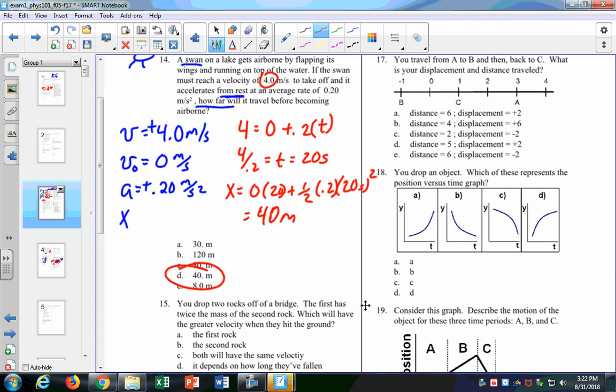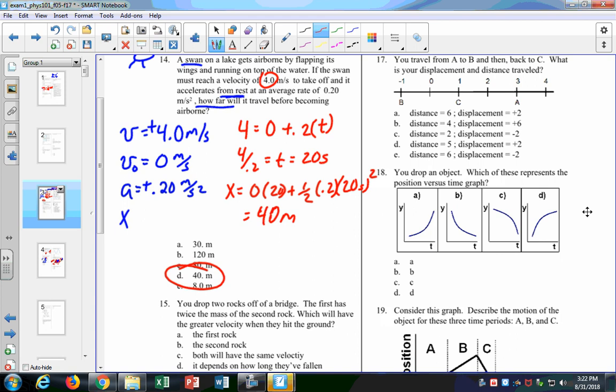So you drop an object. Which of these best represents the position versus time graph? I like this problem because it's just describing something that occurs. I drop this thing. How would I describe the position versus time graph? Well, first of all, how would I describe the velocity? Is the velocity initially big or small? Yeah, it's initially 0, right? I drop it, and then it gets bigger.